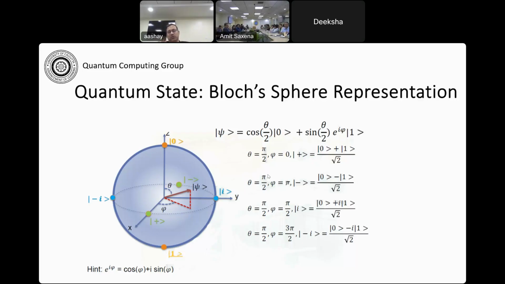So what is the state update? Now if we move this psi from a point on the surface, as shown in this figure, to another point, it means that either I have changed theta, or I have changed phi, or I have changed both of them. So the entire movement of this vector across the sphere can be easily understood by the amount of change which has been done either on theta or on phi or on both, right?